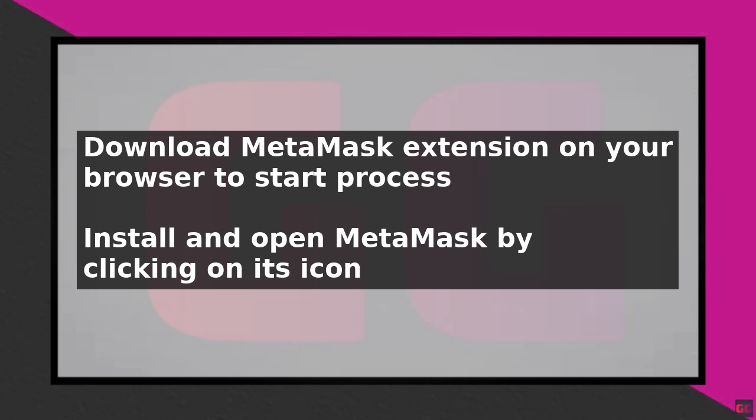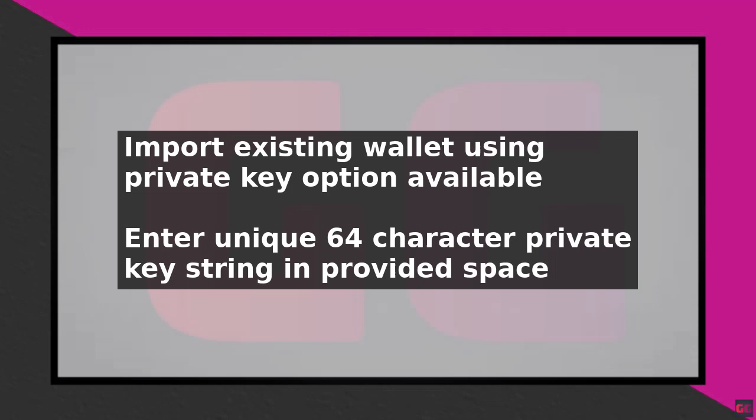First, you need to download and install the MetaMask extension on your browser. Once installed, click on the MetaMask icon to open it. If you already have an account, you can import your existing wallet using your private key. To do this, click on the Import Wallet button and select the private key option. You will then be prompted to enter your private key.